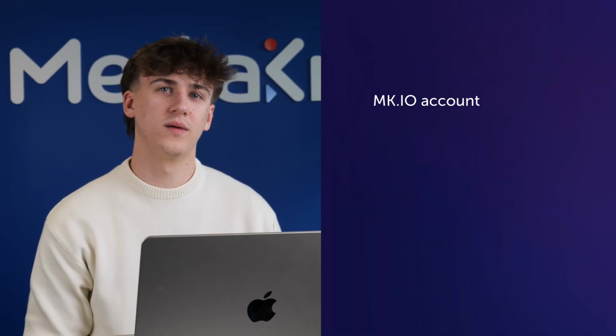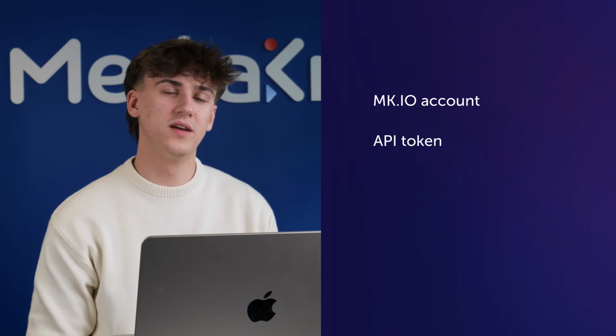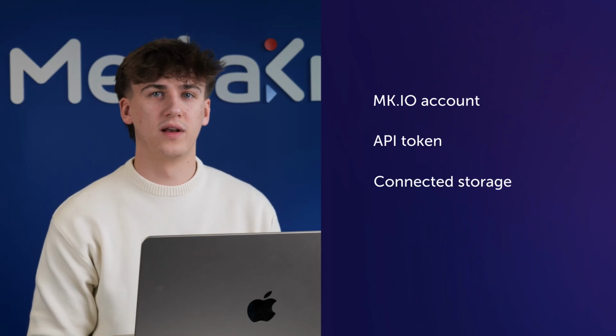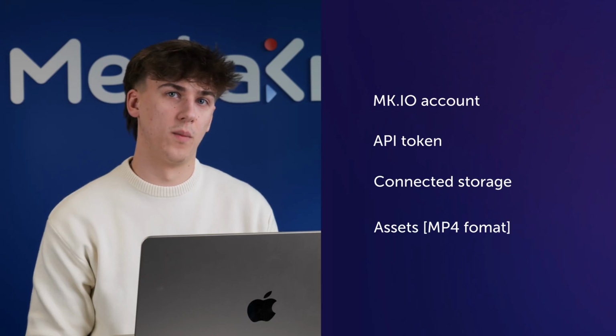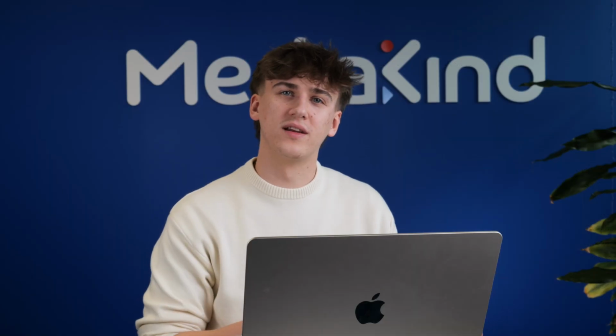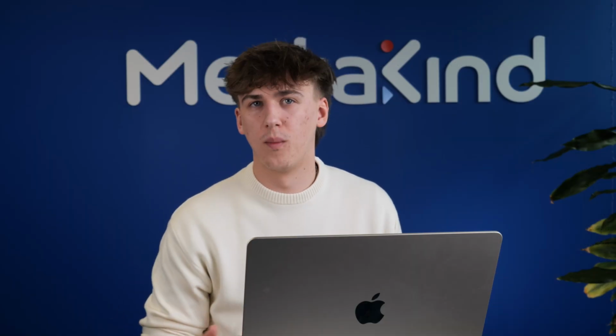First is an MKIO account. The second is your API key. Third, you'll need a connected storage account to your project. And finally, you'll need some assets in MP4 format. There's a certain type of format that the assets work with. These are the MP4 V4 format. We've got a guide below linked so you can see how to check what format your assets are in.